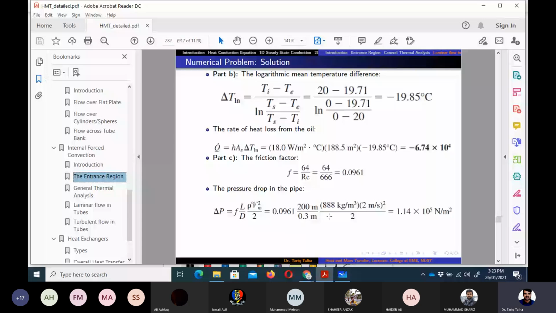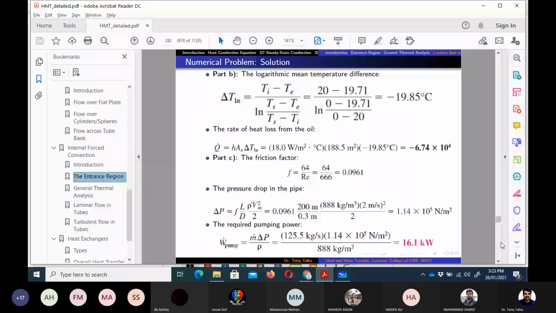So if we do that, delta P comes out to be 1.114 kilopascal. From here we can calculate the power required for that pump. That would be equal to 16.1 kilowatt. m dot we know from part B calculation, or part A rather, and then rho we have determined already. So this was the numerical problem related with the laminar pipe internal flow. Now we are going to start the discussion of transitional and turbulent flow.